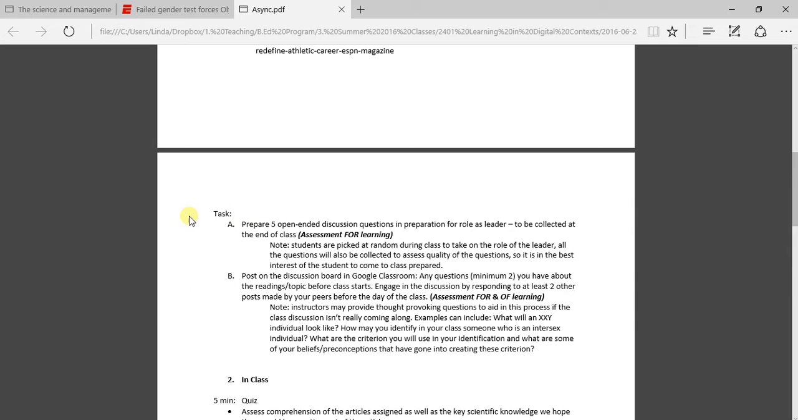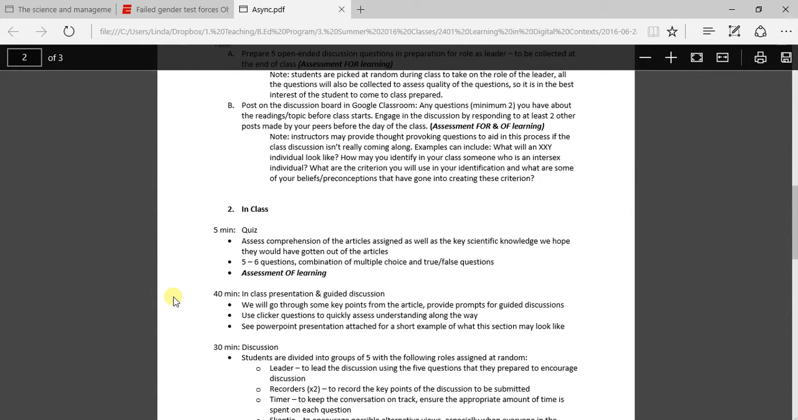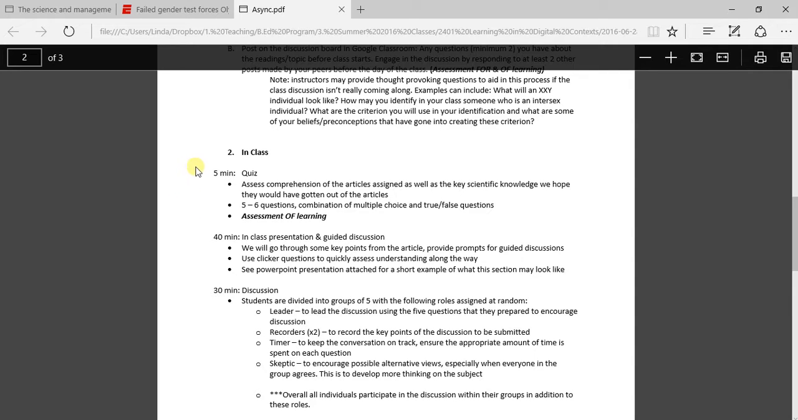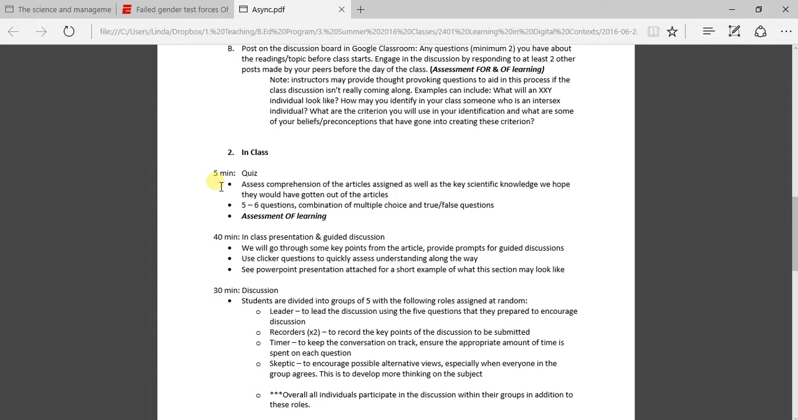So these are what the students will do before coming into class. Then during class, we will start off with a short 5-minute quiz. This is just to assess the comprehension of the articles that they read, as well as the key scientific concepts. So we want them to understand the basic stuff in terms of genetics. A male should have an XY chromosome, a female should have an XX chromosome, things like that. So this would just be 5 to 6 multiple choice or true or false questions, just for us as educators to get an idea of, well, have they read the papers?